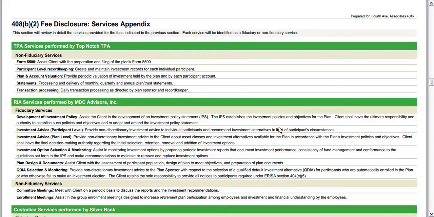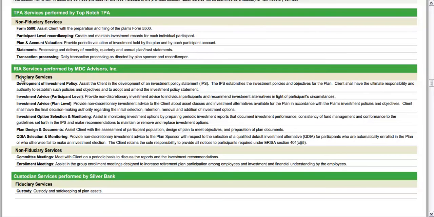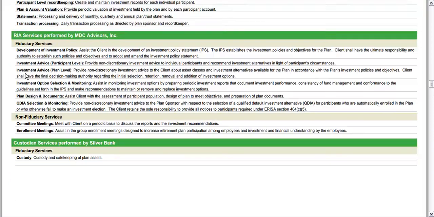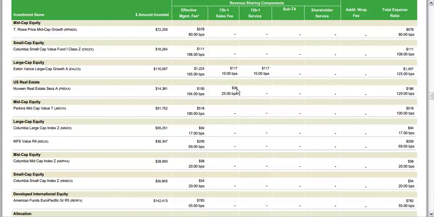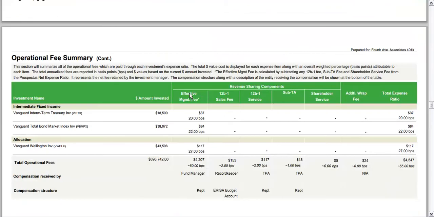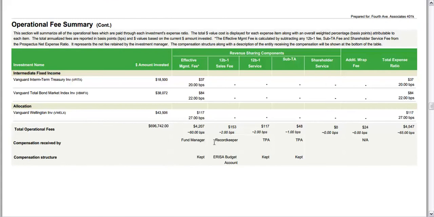In this appendix here, we have the description of the services and who is providing the different services. All this is coming from the settings area, defining the services and the service provider types. And then the operational fee summary, defining any of those revenue sharing components that are coming through, who is receiving and who is paying those different fees, and then what are they doing with those fees.